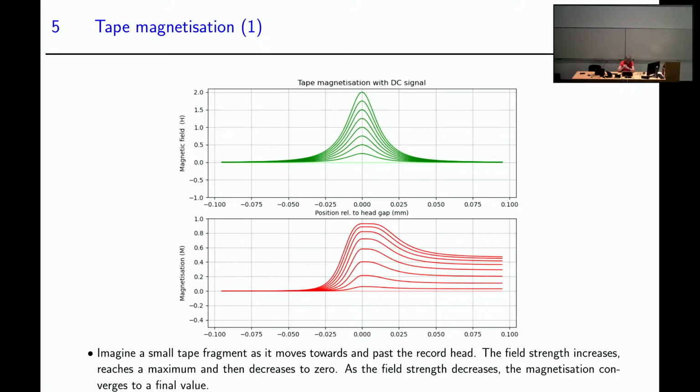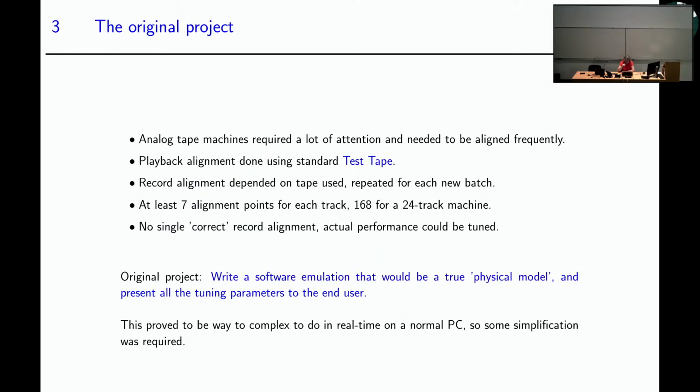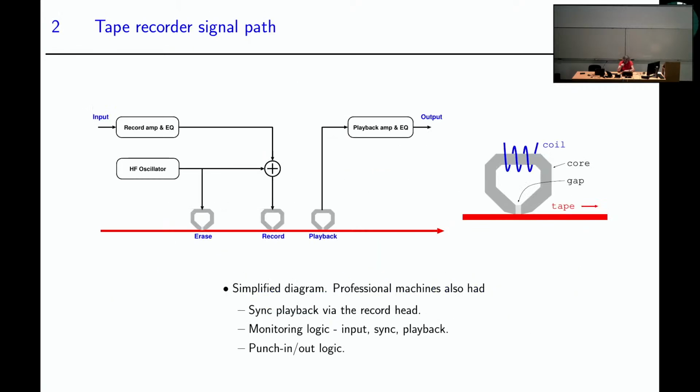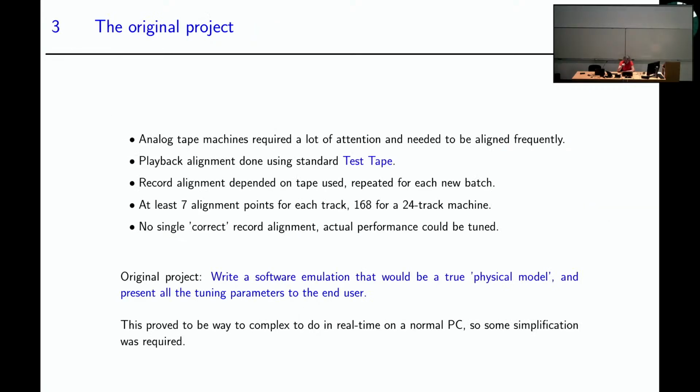So it will be magnetized. Then when the magnetic field decreases, the magnetization decreases, but it doesn't go away completely. And what you get is the series of red lines below. So this is clearly very nonlinear. And the way to fix this is what we have seen before. It's adding a high frequency signal to the signal that has to be recorded. That's called bias. It's high frequency bias.